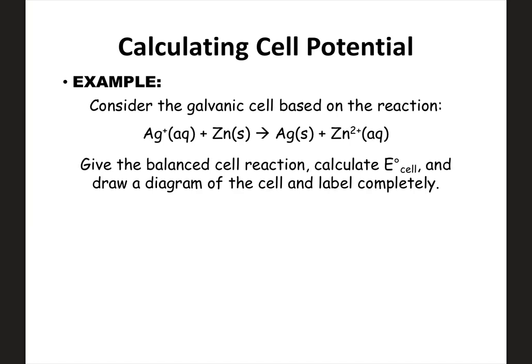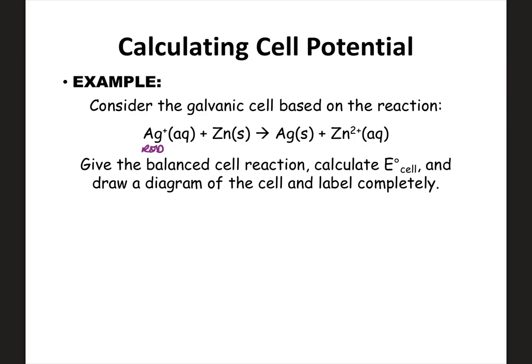So the first thing I notice is I have this Ag with a plus, so it's 1 plus going to Ag solid, so it's a 0 charge on the right. So 1 plus to 0, well, that means it's going to be gaining electrons here. So the silver is going to be reduced. So that's going to be the cathode, essentially.